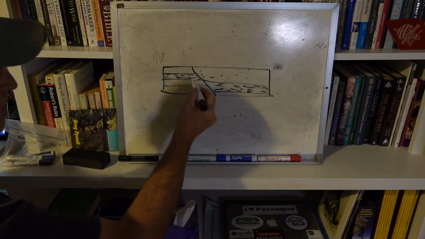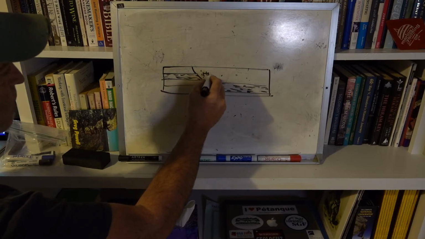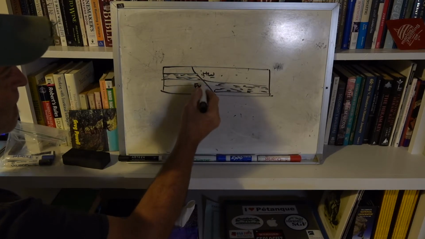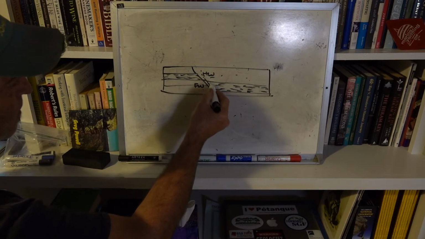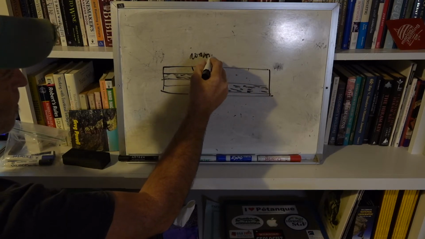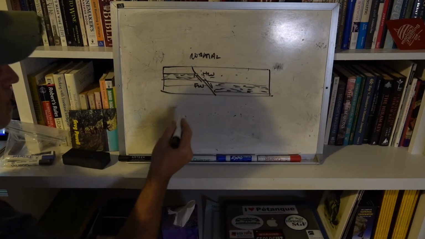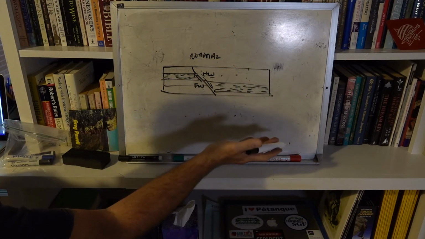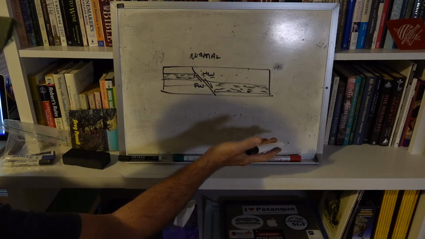In fact, this is the hanging wall. Here's the foot wall over here. And so if the hanging wall has moved down relative to the foot wall, that's a normal fault. And it's a normal fault that seems to have had sedimentation over the top of it.